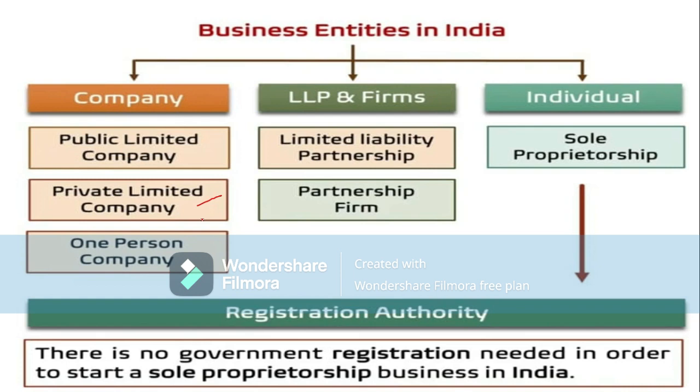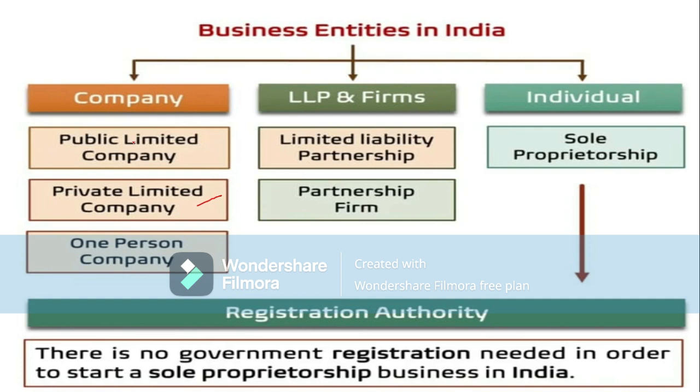Okay, it can be formed with two or more persons as members. So private limited company means it prohibits transfer of shares. Maximum number of members should be 200 only. And it prohibits invitation to the public to subscribe for its shares. So it cannot go for public selling of shares.